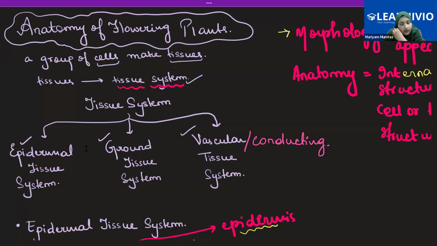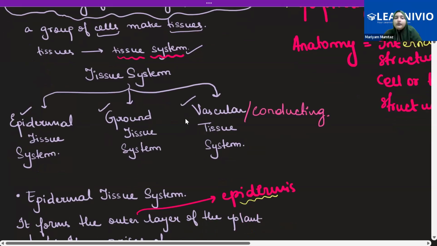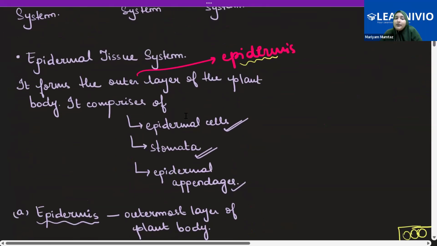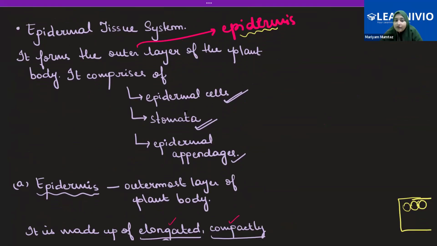Clear? So when we talk about the tissue system, the first one that we have to discuss is the epidermal tissue system. Now, this is the tissue system which is responsible for forming the epidermis, right? The outer layer of the plant's body. And what is it made up of?